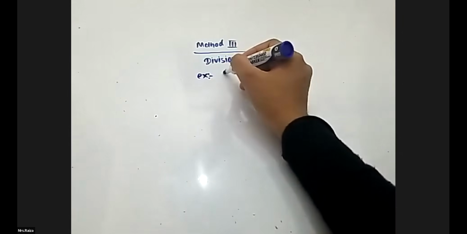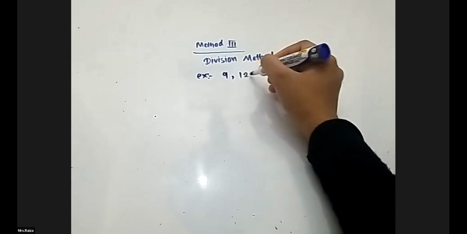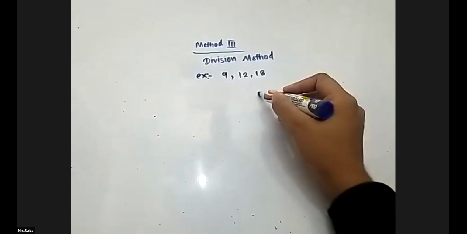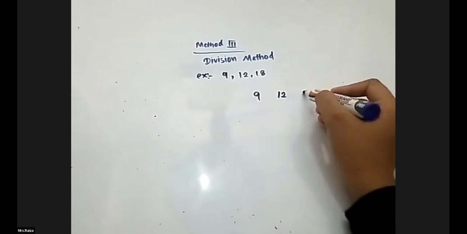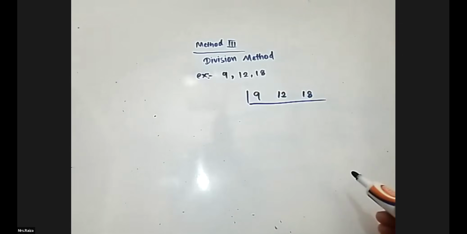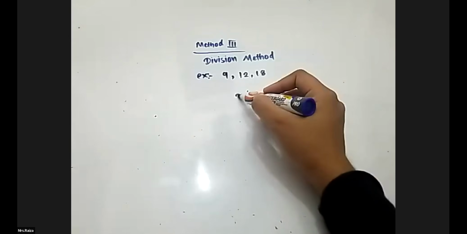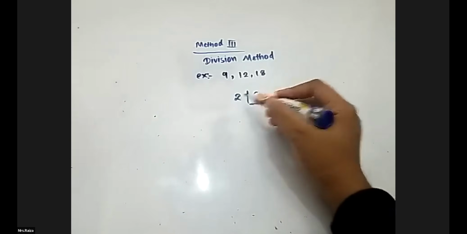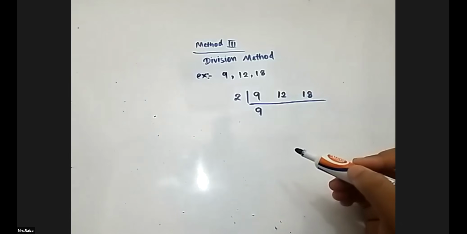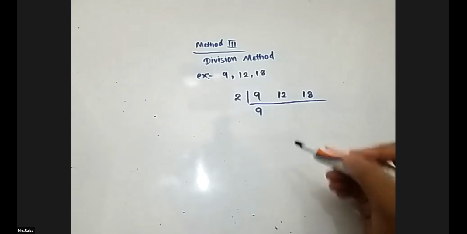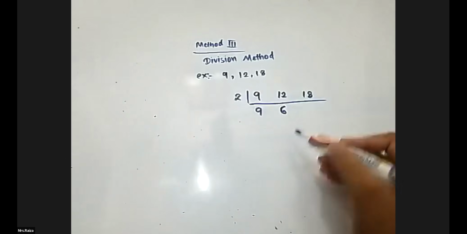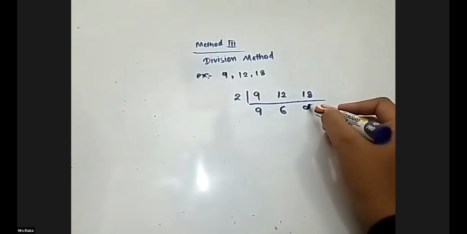For example, when I give you a set of numbers like 9, 12, 18, how can you find the LCM? Take all these three numbers and divide them by a prime number. The smallest prime number is 2. So 9 is not divisible by 2, so write it again as 9. Listen carefully, don't get distracted. 12 divided by 2 is 6. 18 divided by 2 is 9.